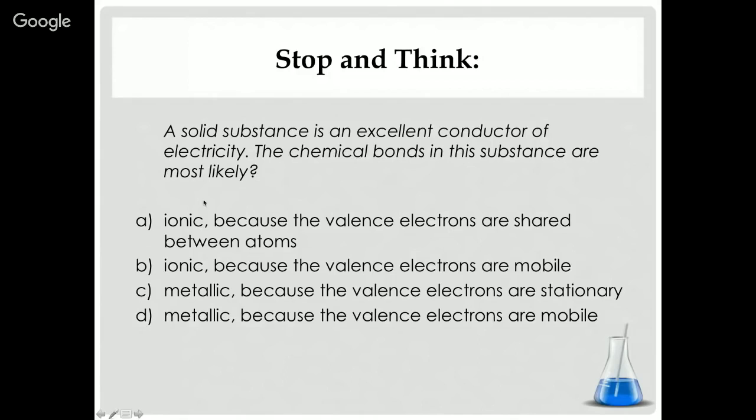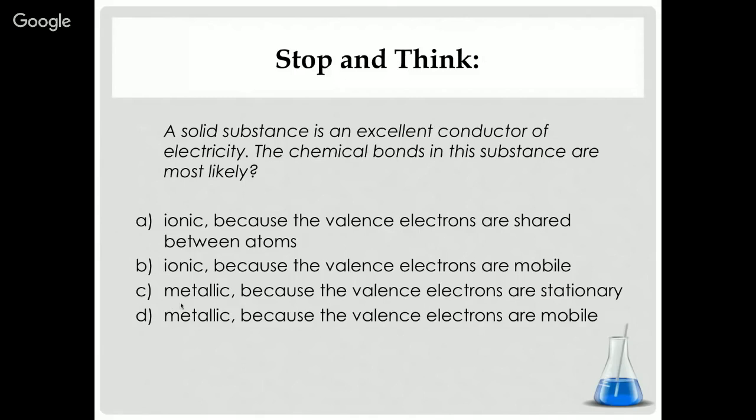Okay, so right off the bat, we can get rid of choice A and choice B. And the reason why, it says this substance is an excellent conductor in the solid form. And ionic compounds do not conduct in the solid form. So choice A and choice B are out. So we're left with choice C and D because we know metallic will conduct in all phases.